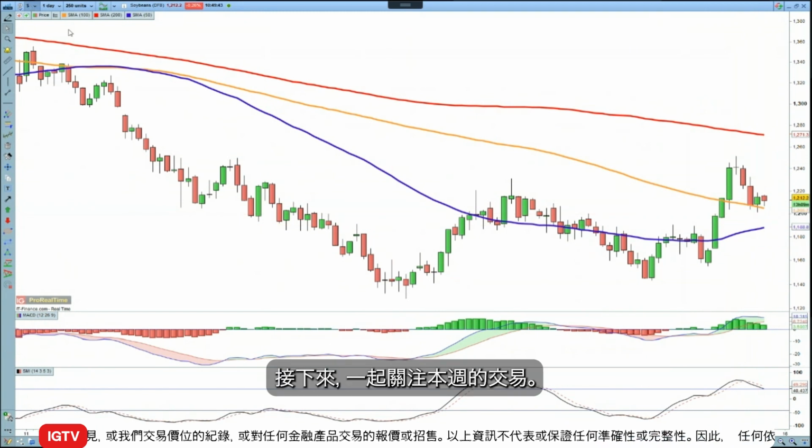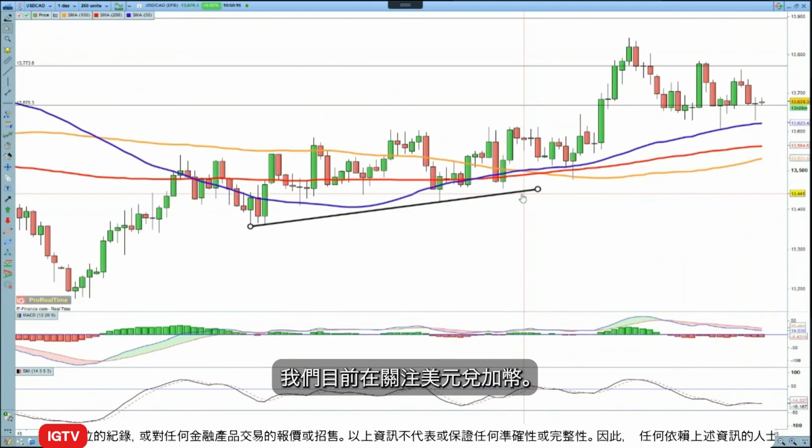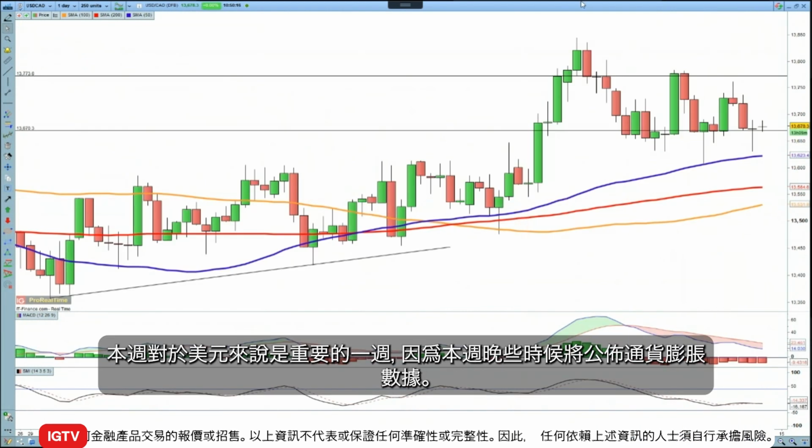We go to this week's trade. We're looking at the US dollar against the Canadian dollar. Now, of course, a big week for the US dollar with inflation data due later in the week.